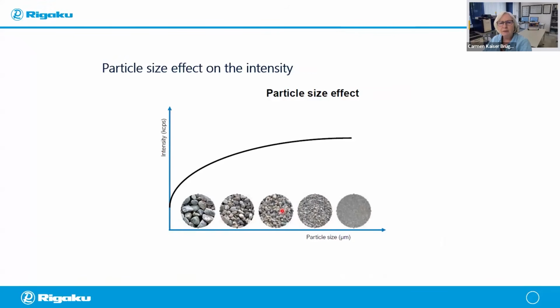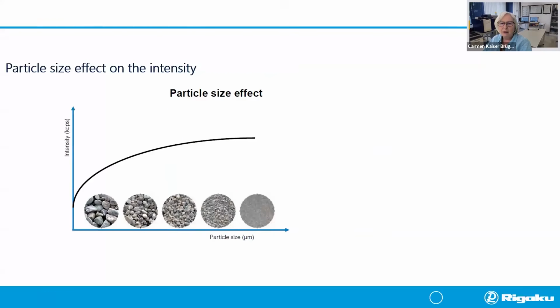So here you can see if we have large particles, we have a reduced intensity. And if we have finer particles, we have a plateauing out of the intensity. And this is where we want to be. We want to have the finest particle size. Normally, we aim for 45 micron.